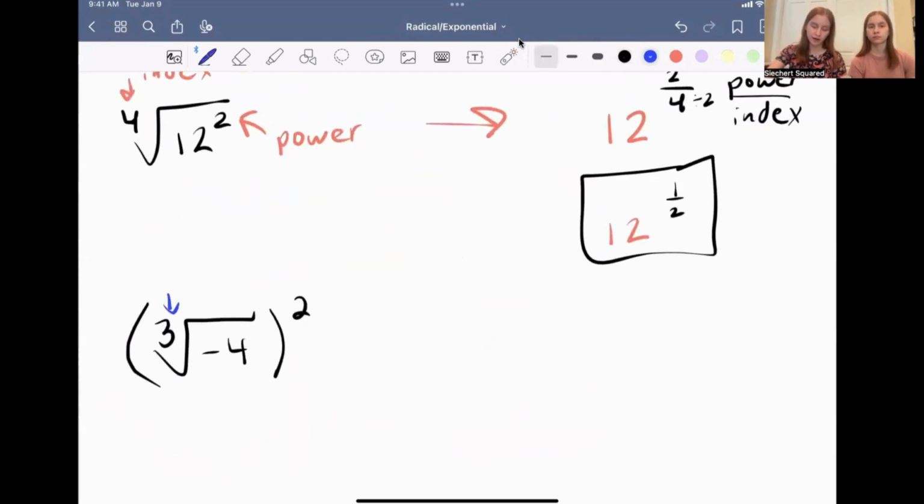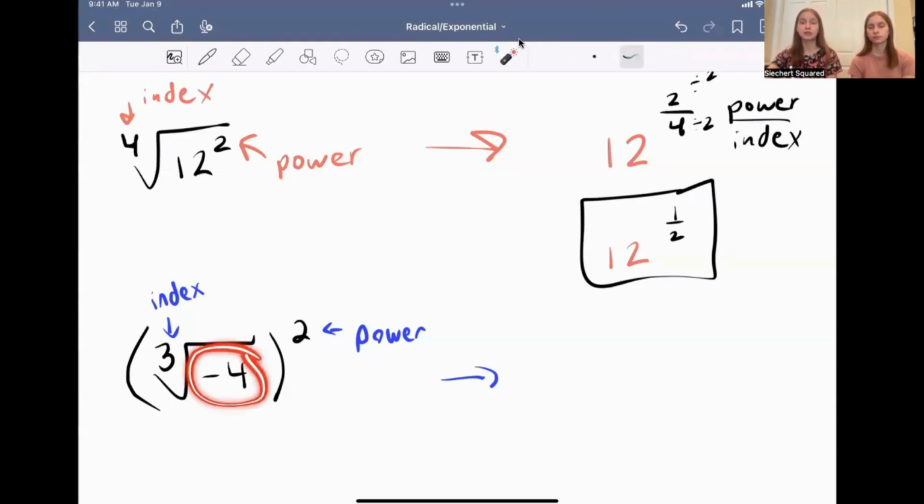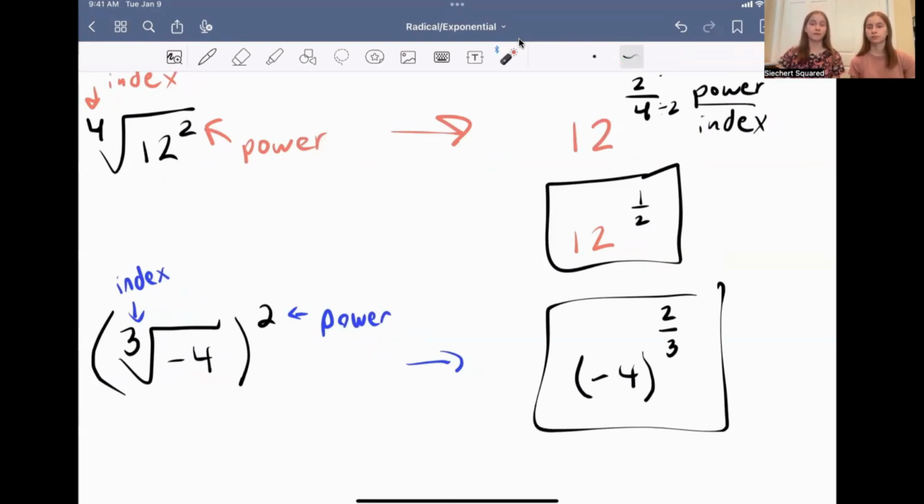Starting, I'm going to identify that my index is 3, and I'm going to identify my power, which is 2. And then from there, to go ahead and change it to exponential form, that -4 is what was inside of our radical. Now, because it has the negative with it, be really careful. We're actually going to put parentheses to make sure that the negative and the 4 stay together. And then I'm going to have power on top. My power was 2. My index was 3. And I can leave it right there. So I don't have to keep going any further.